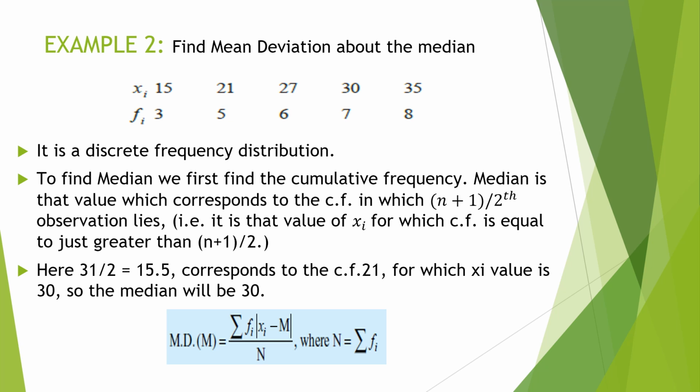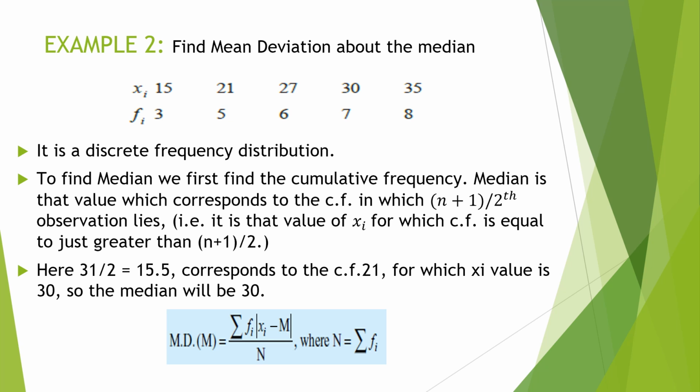Example 2. Find the mean deviation about the median. Here the data given is in the form of xi, fi. So the data which is given is a discrete frequency distribution. To find the median, we first find the cumulative frequency. You know that for finding the mean deviation about the median, you need to find the cumulative frequency.